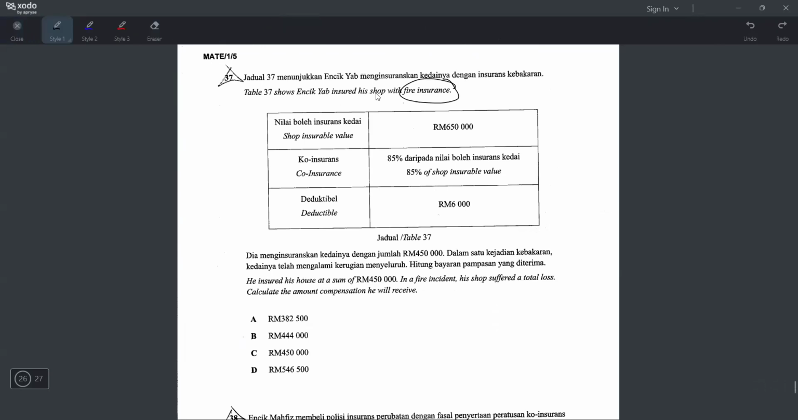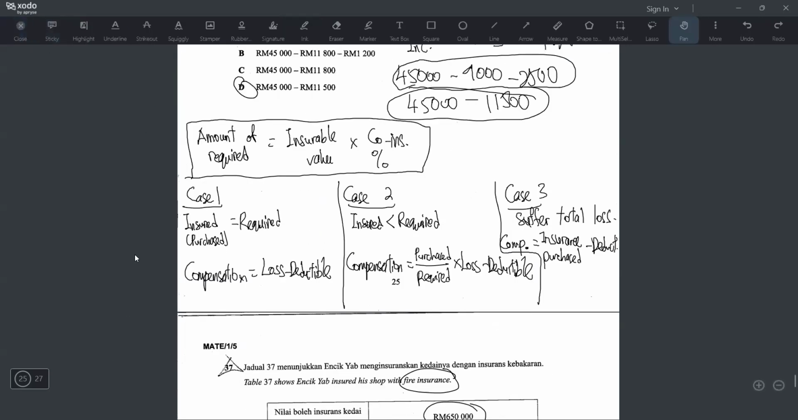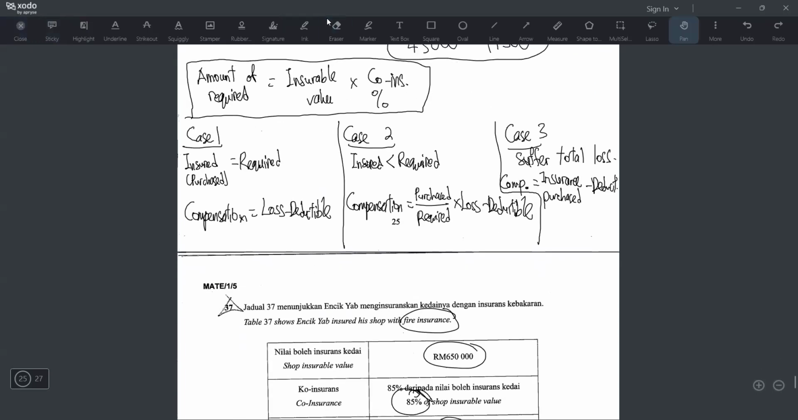Table 37 shows insured Yap insured with fire insurance. This is the insurable value. This is the percentage. This is the deductible. I told you just now for my notes. When you do fire insurance, doesn't matter which state paper, which question, which latihan, you will always start with this formula. It's always the same one. Fire insurance, just hafal the step, because if you don't do this, you will not know your required.